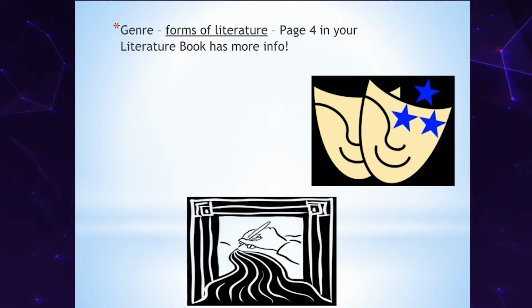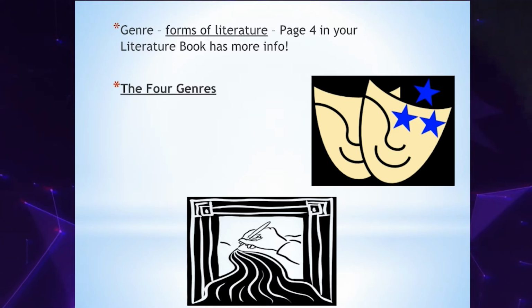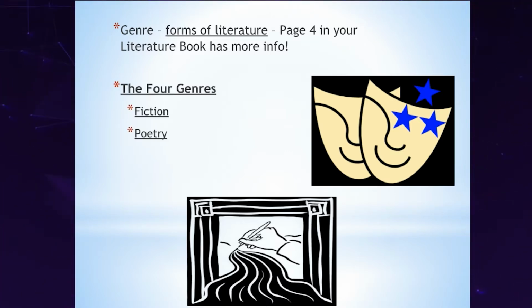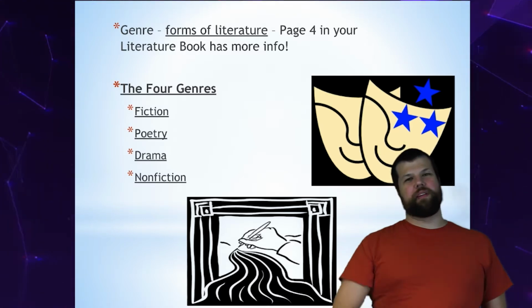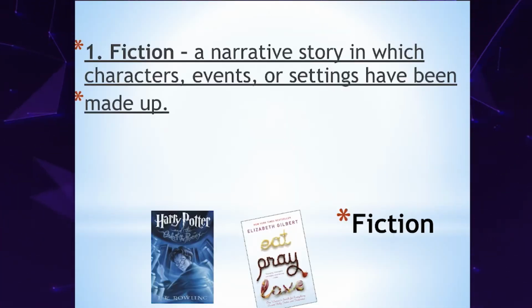So for example, we have the four primary genres of literature. We have fiction, poetry, drama, and nonfiction. Media is the unofficial fifth genre, but we'll get to that a little bit later. Our first genre is fiction. Fiction is a narrative story in which characters, events, or settings have been made up.